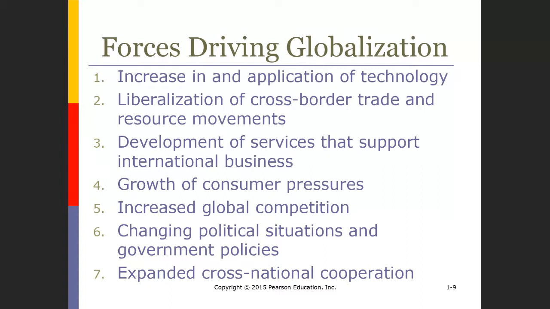Number 7, expanded cross-national cooperation. Now, first of all, we operate on the assumption that no country will be involved in cross-national cooperation unless there's a mutual benefit. No sane nation, no sane people will get into an agreement that doesn't benefit them and also benefit the partner. If you have a relationship where only you're benefiting and your partner's not, that's not sustainable. Or vice versa, if your partner's benefiting but you're not, that's not sustainable. So the expansion of cross-national cooperation really relies on mutual benefit.